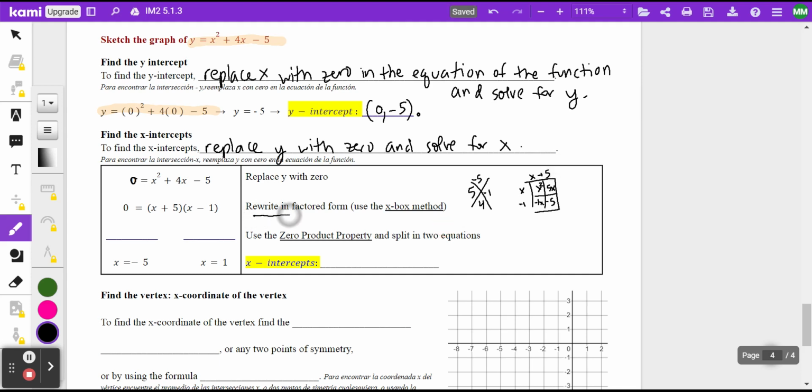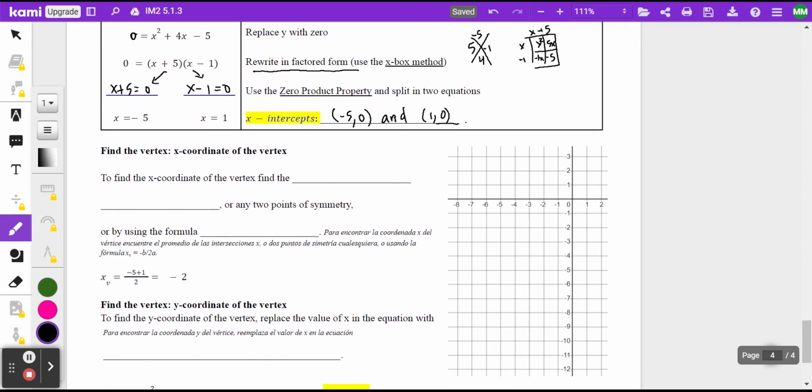So we write the problem in factored form, and we get 0 equals x plus 5 times x minus 1. And then we use the zero product property to split this into two equations. That's going to give us x plus 5 is 0, or x minus 1 is 0. And that gives us the x-intercepts of negative 5 and positive 1. So they're at negative 5, 0, and 1, 0.